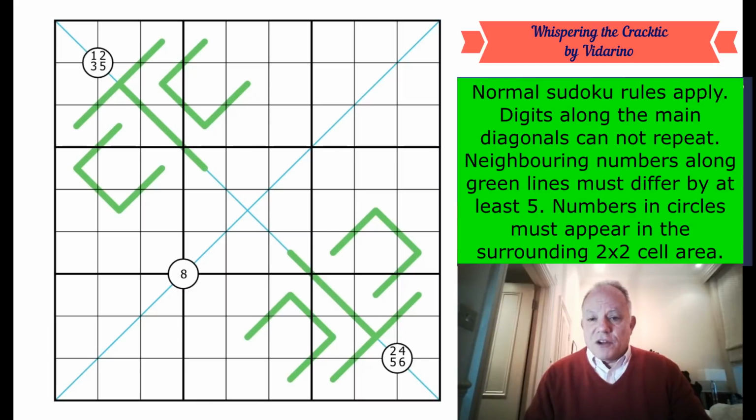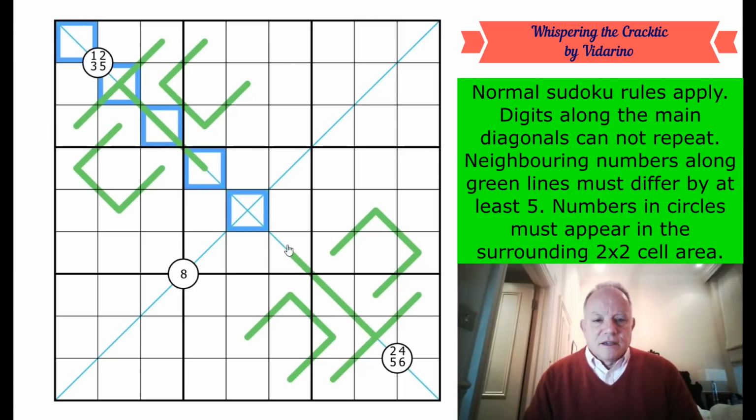Now, this puzzle is the first link under the video, and it is called Whispering the Cracktic. So we have some rules here. Regular Sudoku rules, obviously, the normal ones. Digits along the main diagonals cannot repeat. So the diagonals are highlighted in blue, and these have to be the 9 different digits on that diagonal. Same for the other diagonal.